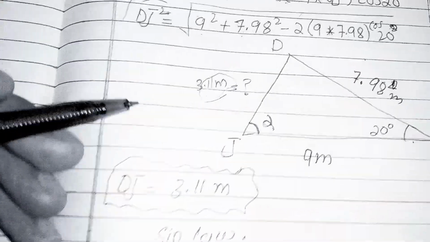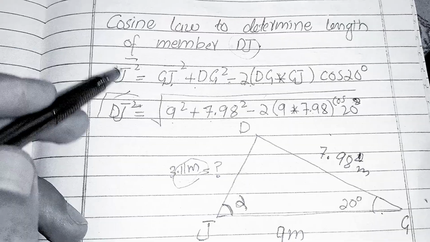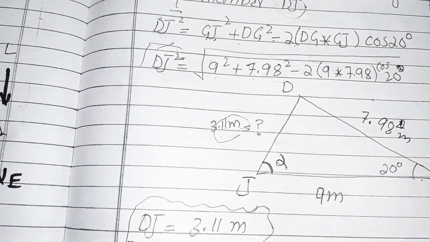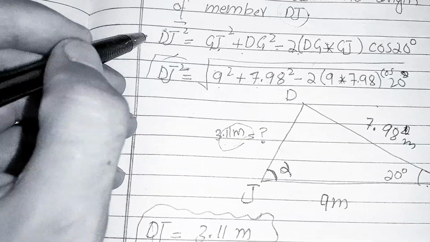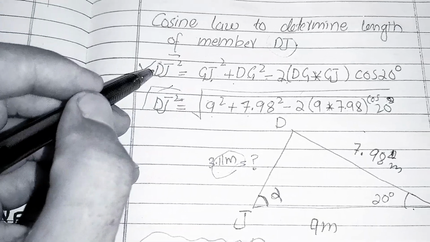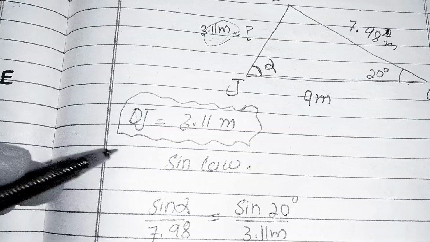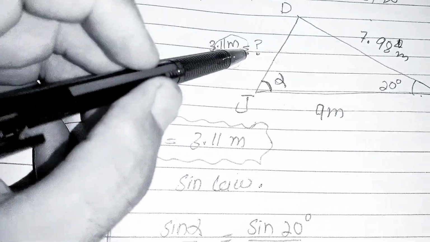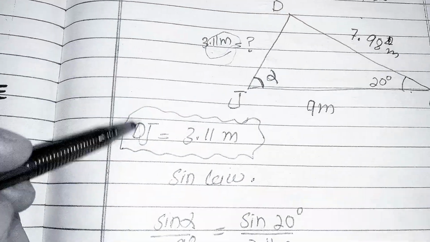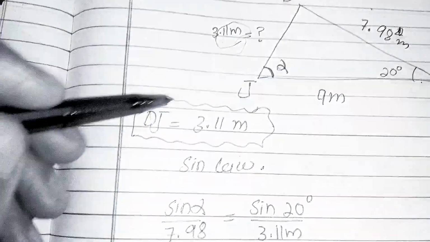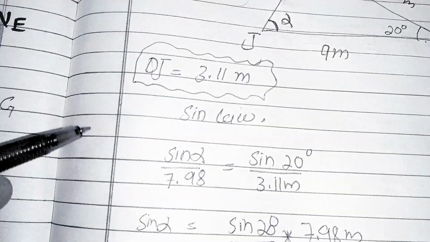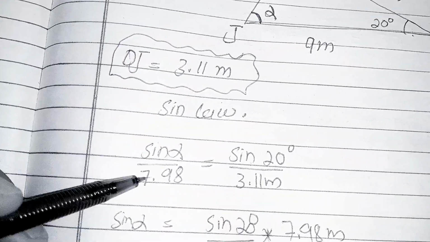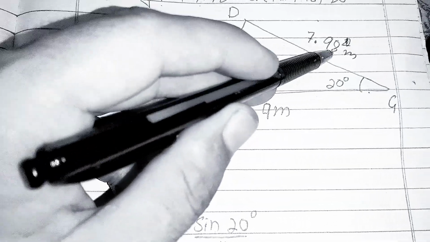Okay, you have to use the cosine law. I used this law a lot of times in the previous questions, and I explained this cosine law well in the previous question. So DJ is found. Now by this length and this angle we will find this angle alpha. We will use the sine law to find alpha. So sine alpha divided by the opposite side, which is 7.98.